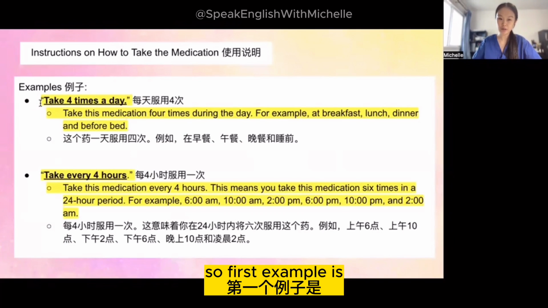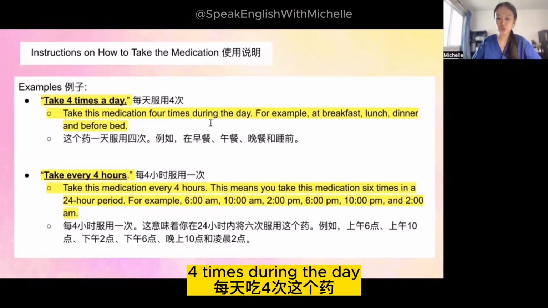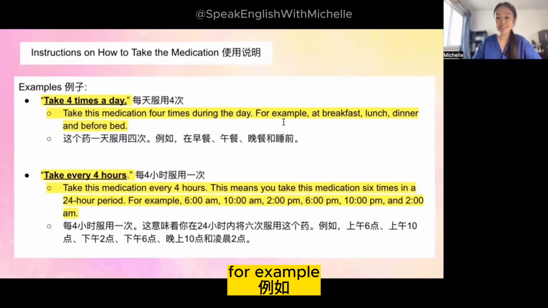So first example is take 4 times a day. Your doctor wants you to take this medication 4 times during the day. For example, at breakfast, lunch, dinner, and before bed.